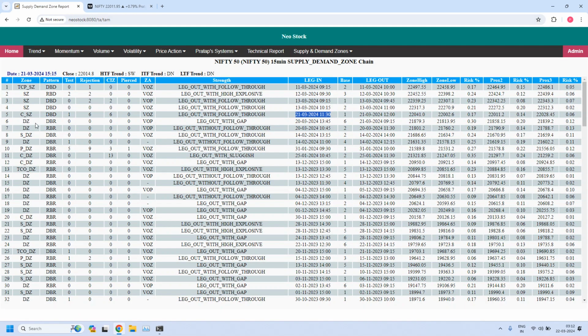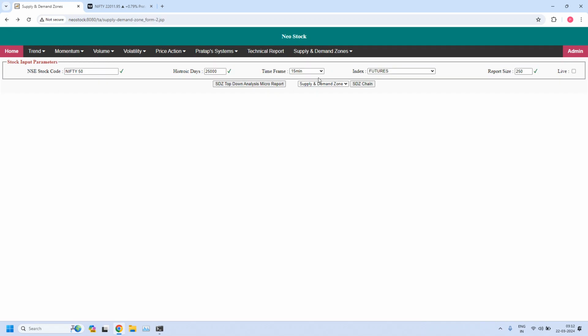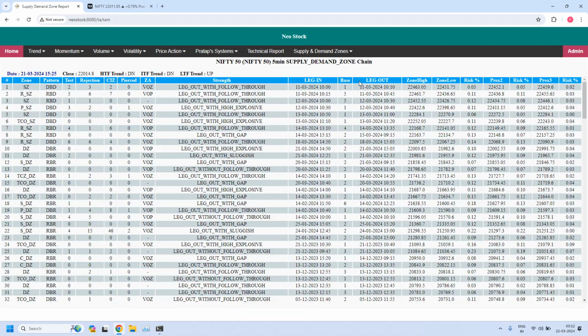So this is about what institutions created in the 15 minutes time frame. Now the last time frame, 5 minutes. Let us go to the 5 minutes time frame. Now we will get the exact picture after drawing these zones. Any new zones created today? Yeah, here, 21, 21, 21.